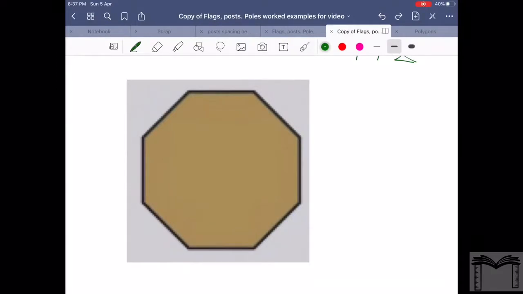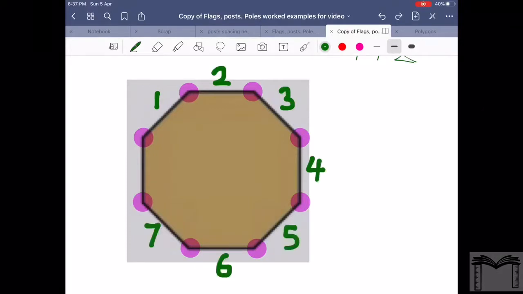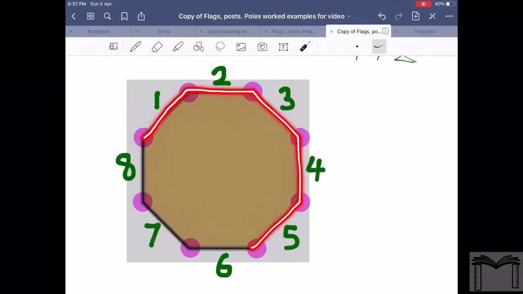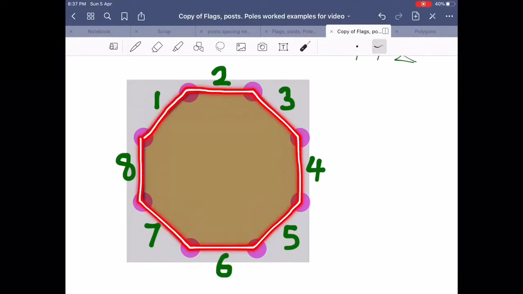We know that there are street lights on the corners of the octagonal yard. So that's 1, 2, 3, 4, 5, 6, 7, 8 corners or 8 street lights. And there are 1, 2, 3, 4, 5, 6, 7, 8 spaces between the street lights. So I told you all that the number of sides is also equal to the number of spaces. So that's 1 side, 2, 3, 4, 5, 6, 7, 8 sides. So the number of sides is also equal to the number of spaces.